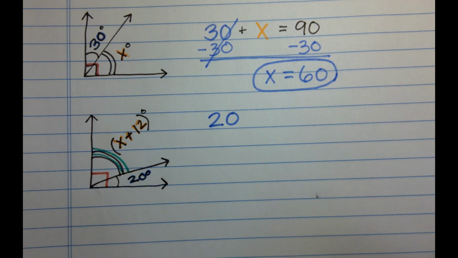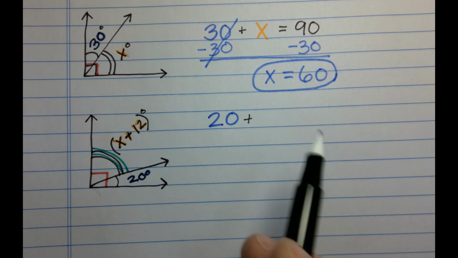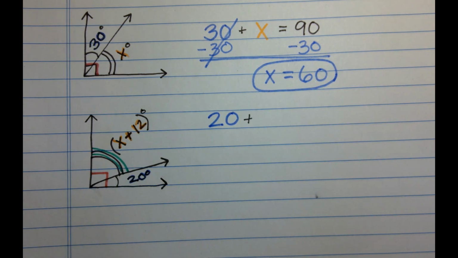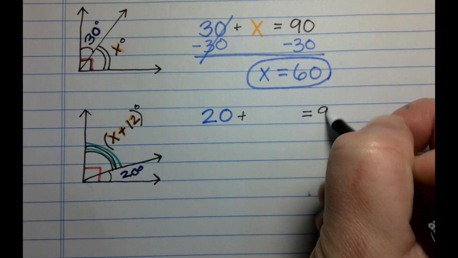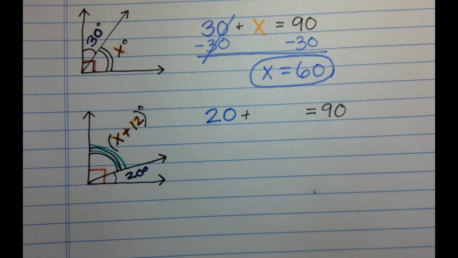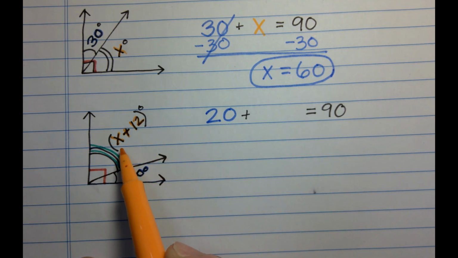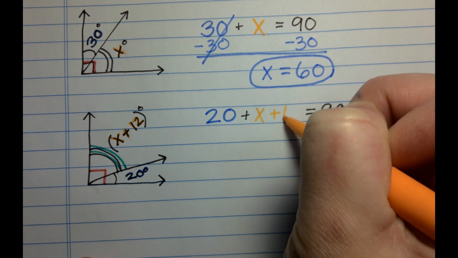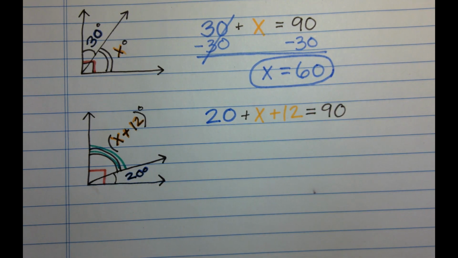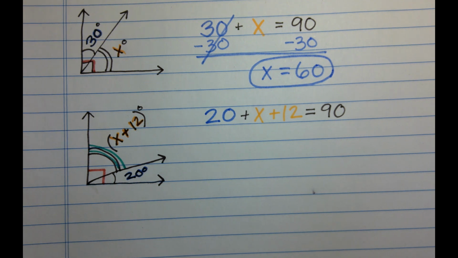And I know when I add it to whatever this angle is, it's going to be equal to what? 90. Okay. But this angle isn't X, it's X plus 12. That's not an issue. I'm just going to write X plus 12 in here. 20 plus X plus 12 is 90. And we're just going to solve it like normal.